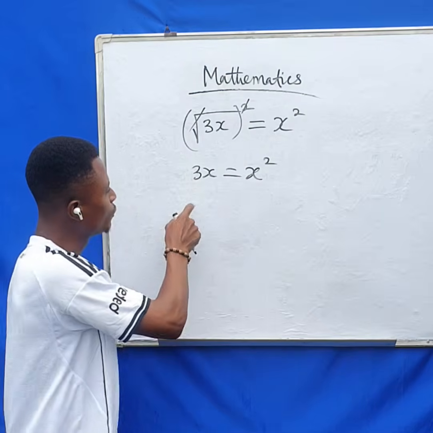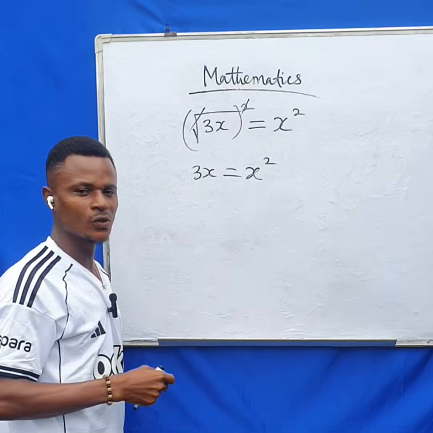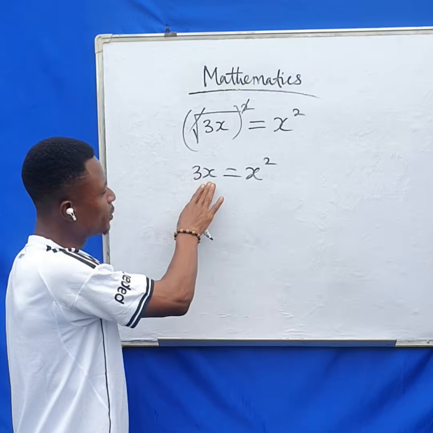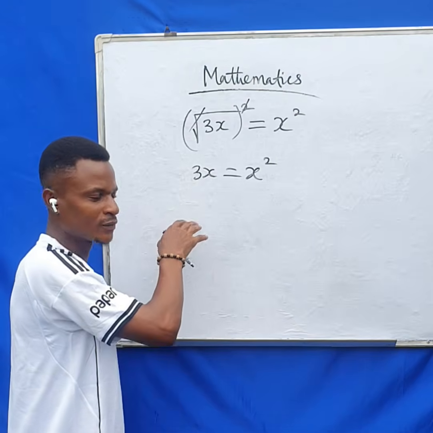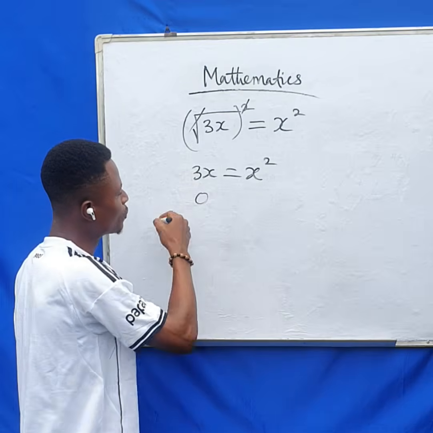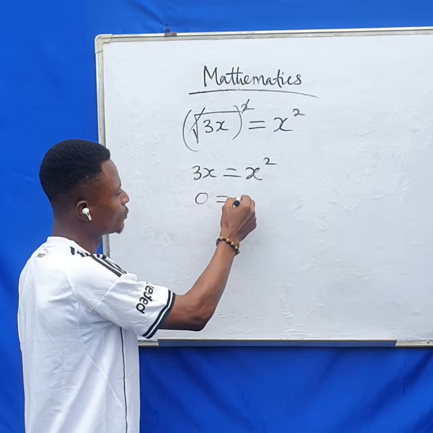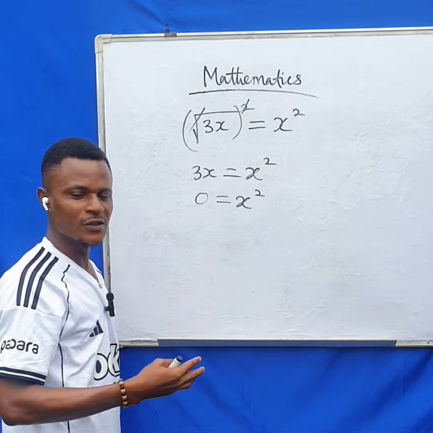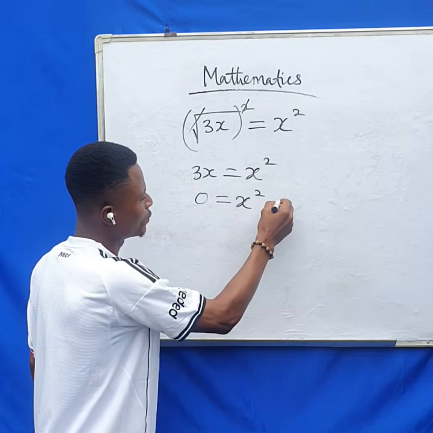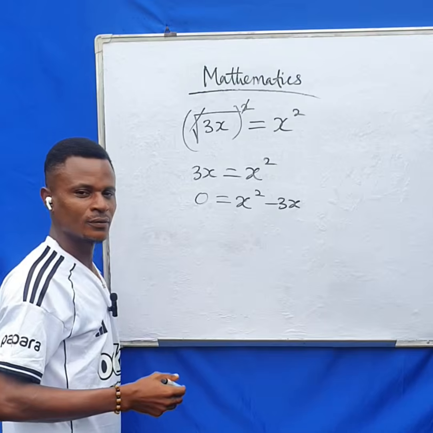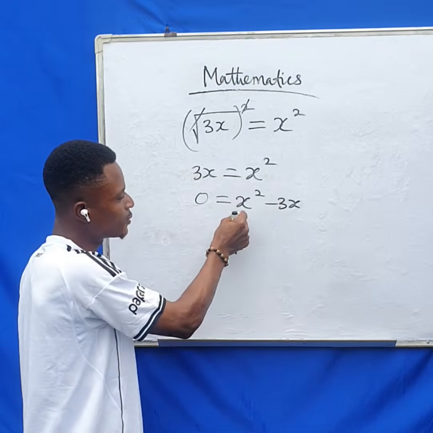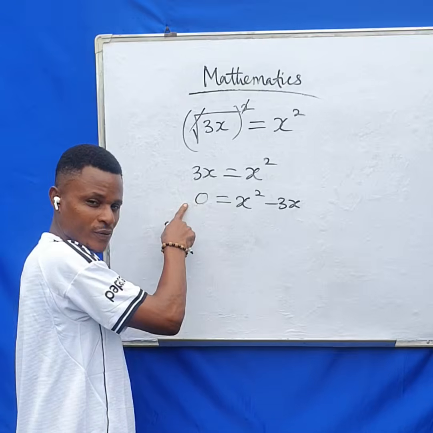The next thing to do is to move this 3x to the other side of the equation so that everything will be on one side. When we do that, nothing will be left here, so we can put 0 there. So that means here we are going to have 0 equal to x squared. If this 3x crosses to the side, it changes to negative 3x. Now, because 0 is equal to x squared minus 3x, we can rewrite it as x squared minus 3x equal to 0.